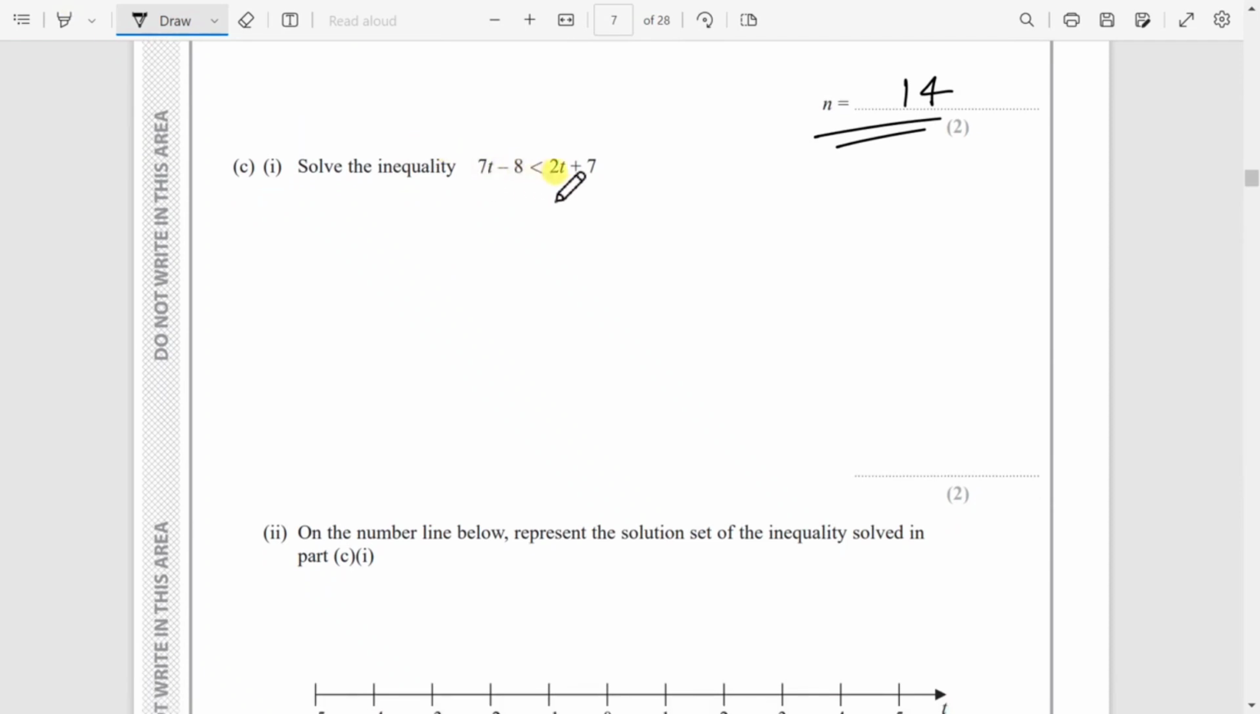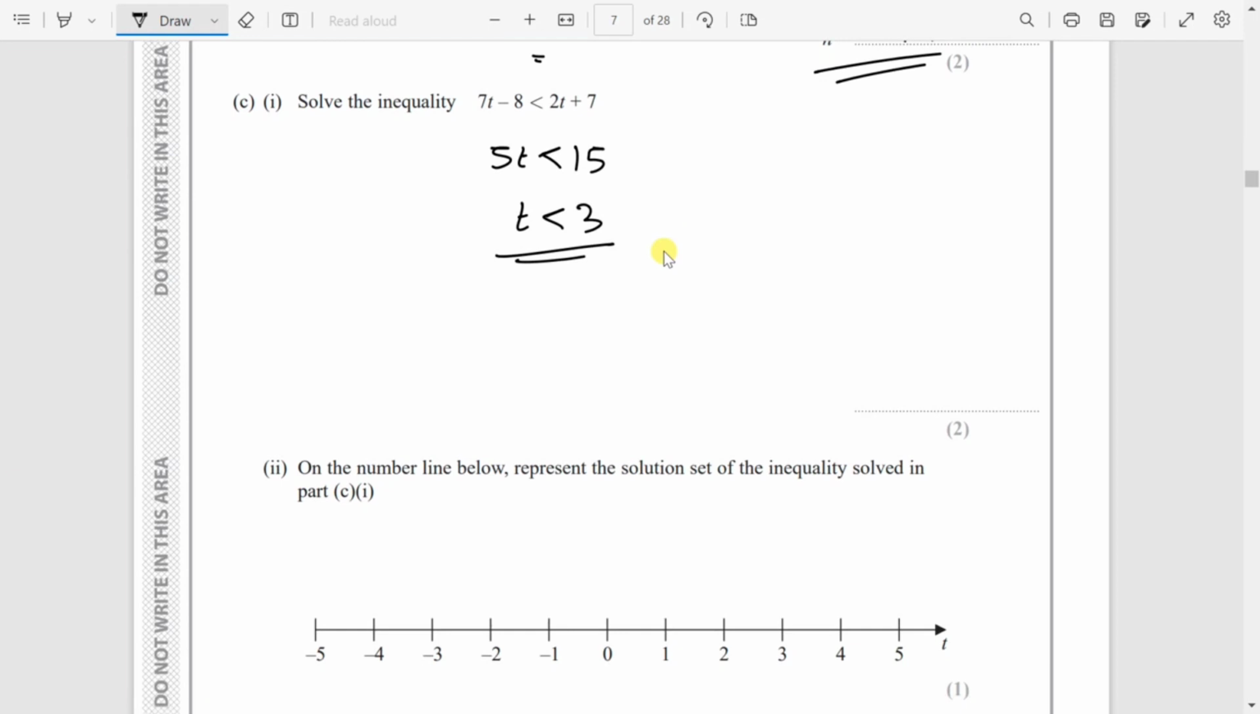Next, solve the inequality. 7t minus 8 less than 2t plus 7. Well, treat this like an equal sign, yeah? Just ignore the inequality. And move all the t terms on the left-hand side, the number terms on the right. So let's subtract 2t. So 7t take away 2t is 5t. To move minus 8 across, you flip the sign to plus 8. 7 plus 8 is 15. And then to get t on its own, divide by 5. So t is less than 15 over 5, which is 3. That's it. t is less than 3.